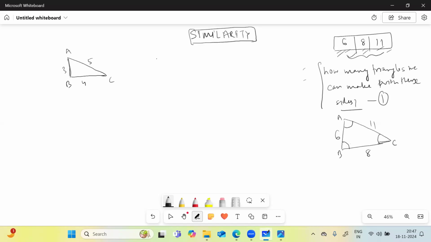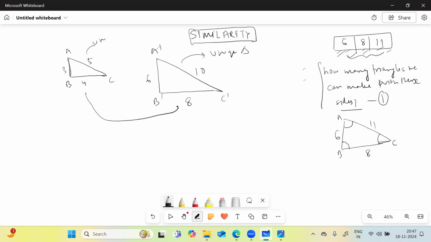Now let's say I'm making a triangle with sides 6, 8 and 10. So what are you saying here? That I have just taken the measure of sides which is double of this triangle. So again, this will also be a unique triangle, and this will also be a unique triangle, because you know that we cannot make more than one triangle through these three sides.